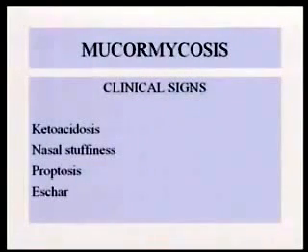There'll be ketoacidosis in the patient, and nasal stuffiness, and that's from actual physical blockage by fungal elements. You know what proptosis is? The eyeballs kind of bulge out because there's a mass growing behind them. And eschar: they'll have bleeding around the nose, and you'll see these scabs around the nose and in the mouth.